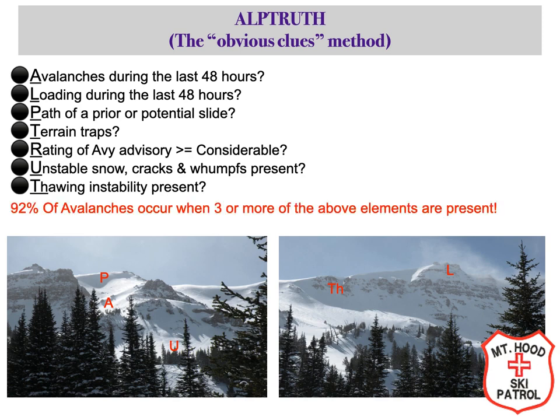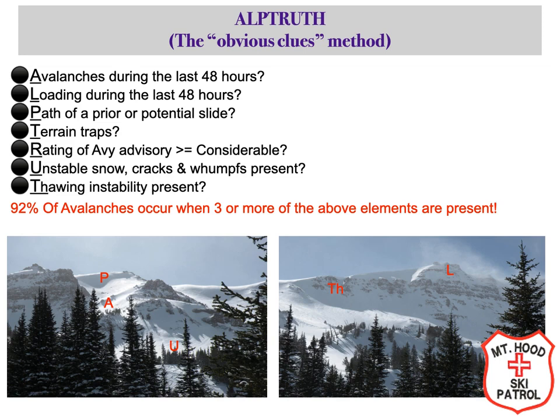Another useful mnemonic for prioritizing avalanche data is ALP truth, or the obvious clues method. ALP truth consists of 7 observable phenomena that correlate highly with avalanches. The observable phenomena are listed on the slide. Avalanches in the last 48 hours, loading in the last 48 hours.